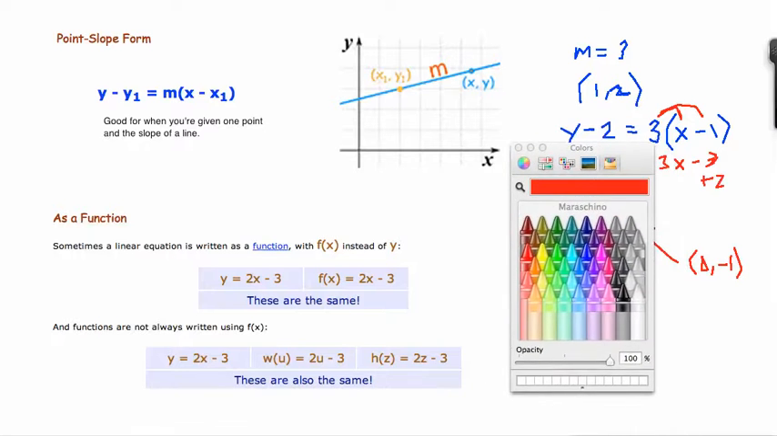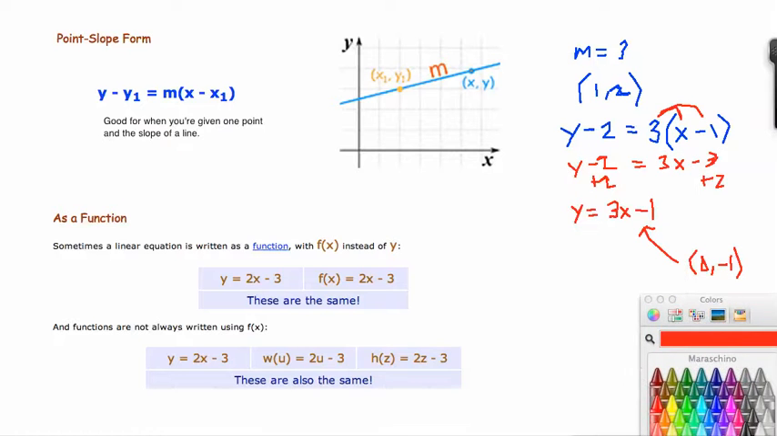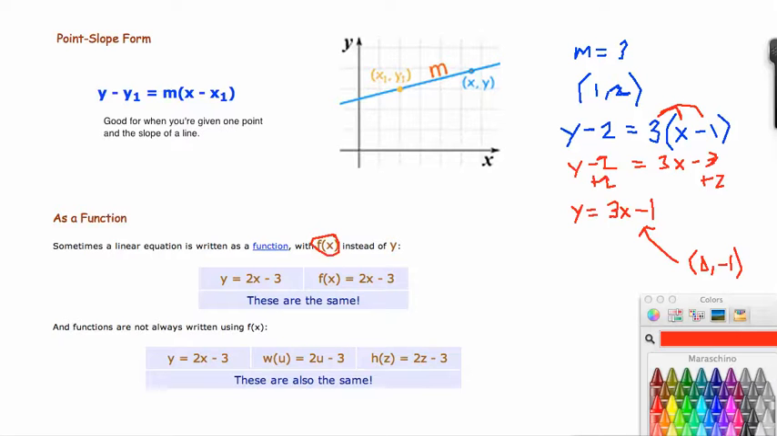One last note before we go through a couple more examples is that your equation can be written as a function. What that means is we can use f of x instead of a y. So if you see an equation written like this one right here, you can just replace that f of x with a y and it's the same thing. It doesn't always have to be an f of x. It could be a w of u like down here, or an h of z like down here, but most often it's going to be an f of x or a g of x or an h of x or something with x in it. Just for your information, those are the same thing.